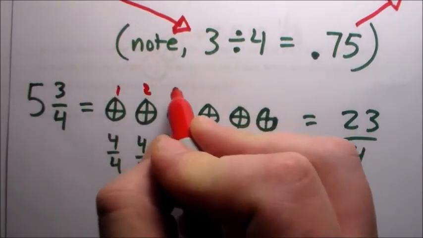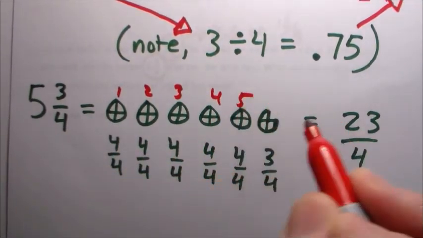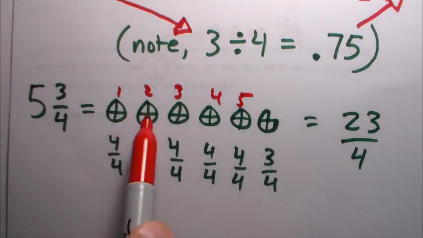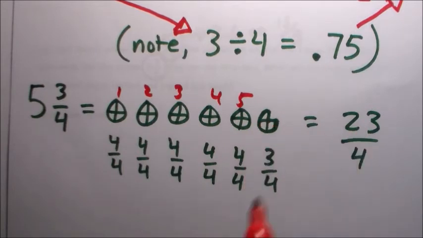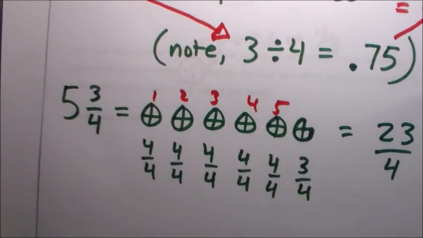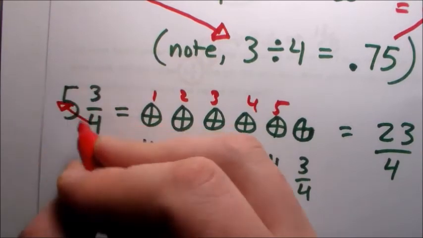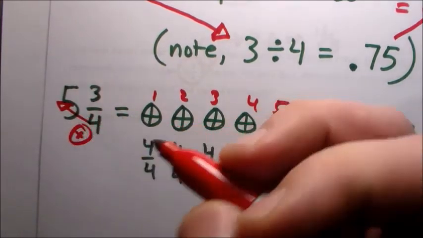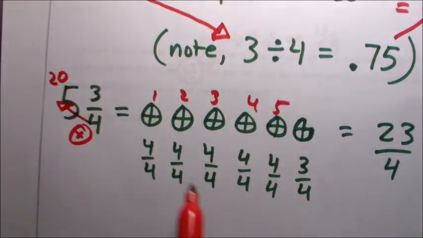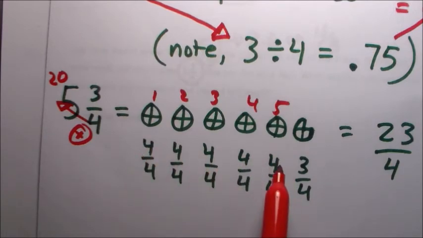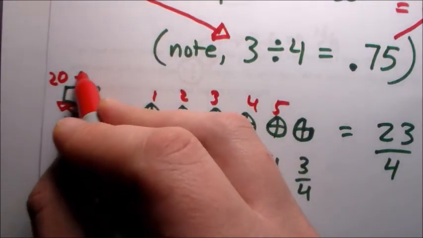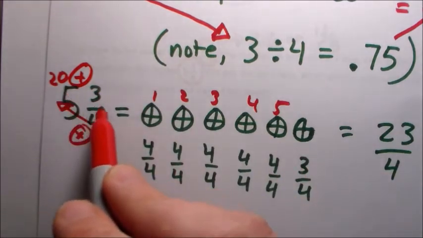Also, if you really wanted to do it, you could think of 5 3/4 as, well, this is 1, this is 2, this is 3, this is 4, this is 5, and then 3/4, right? So 4 quarters plus 4 quarters plus 4 quarters plus 4 quarters plus 4 quarters plus 3/4 equals 23, because 4 plus 4 plus 4 plus 4 plus 4 is 20, plus 3 is 23, and the denominator stays 4. Again, if you want to run the algorithm, it's multiplication going that way, 5 times 4 is 20. Hey, that looks familiar, right? Because 4 added 5 times is 20, plus 3. That kind of makes sense, right? Plus 3 is 23.